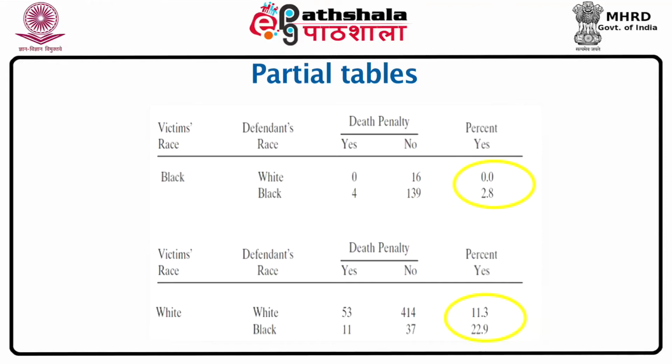So to sum up, for the case when the victim is black, black defendants are more likely to be awarded the death penalty, and for the case where the victims are white, again black defendants are more likely to be awarded the death penalty.